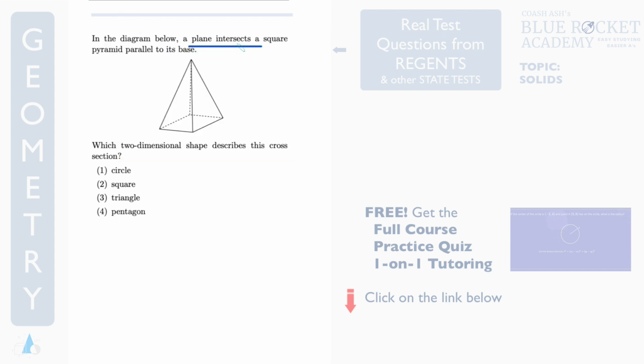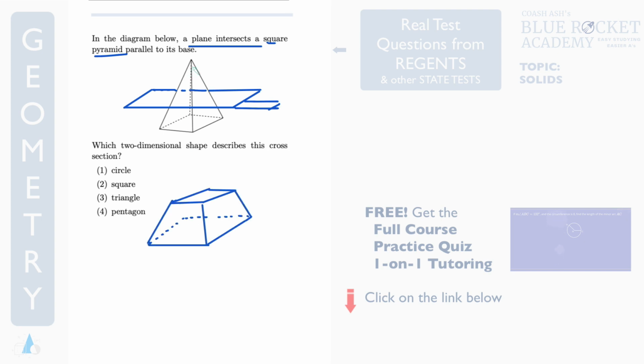So a plane intersects or cuts a square pyramid. A square pyramid means the bottom part is a square and the top is a point, and they're connected like this. So it's cutting it, but how is it cutting it? It's cutting it parallel like this. So you can imagine you've got a knife here and that's cutting through this part like this. So what happens? What figure is revealed?